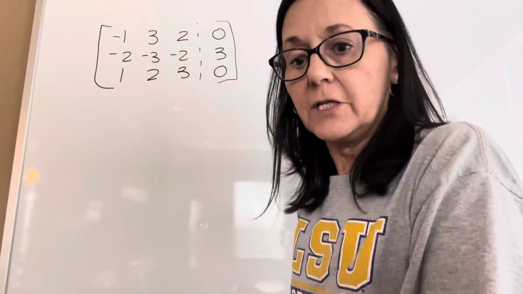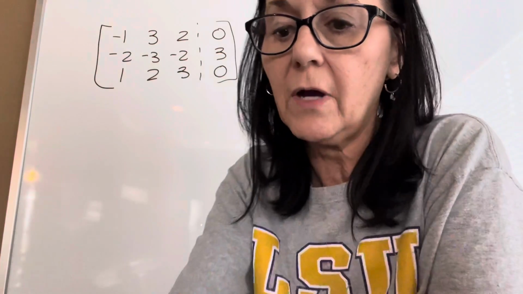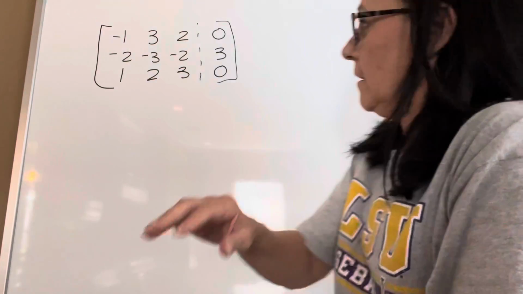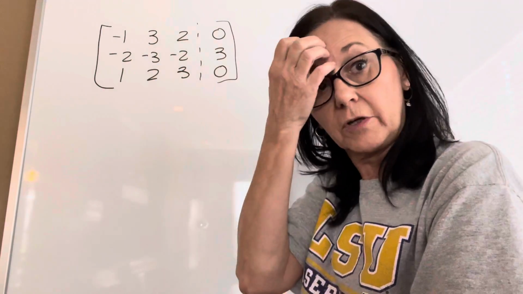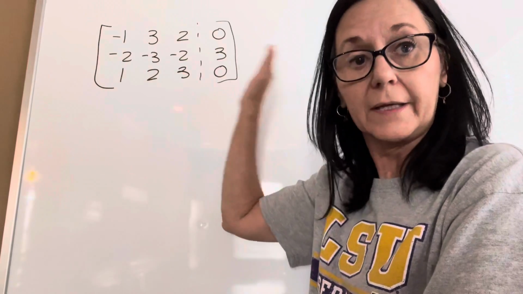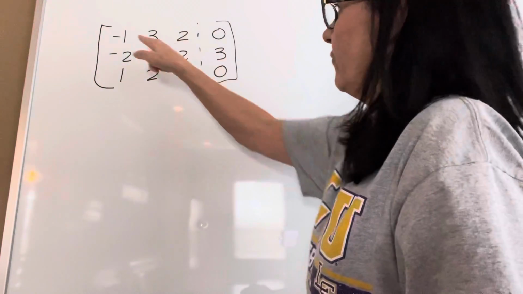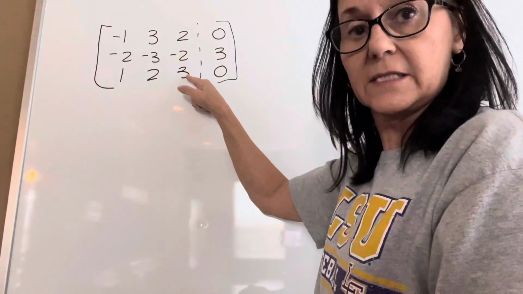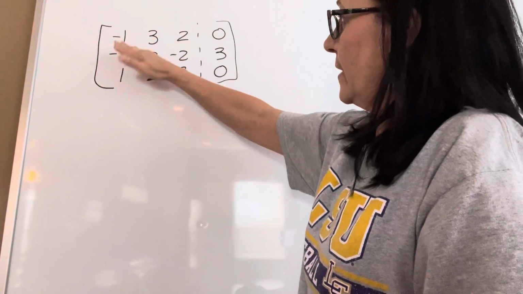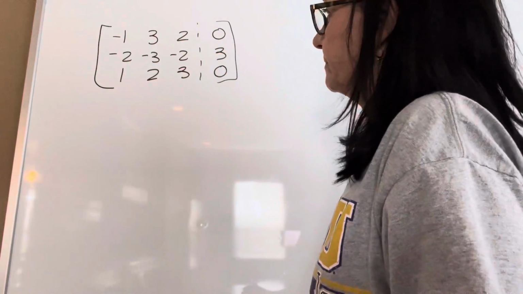This is Precalculus, Chapter 12, Lesson 2. I'm on page 802, Problem 13. All right, when you use the Gauss-Jordan method, you want to go column by column. And remember, we're shooting for ones in this diagonal, zeros above it, zeros below it. All right?